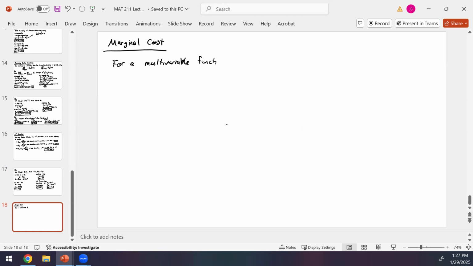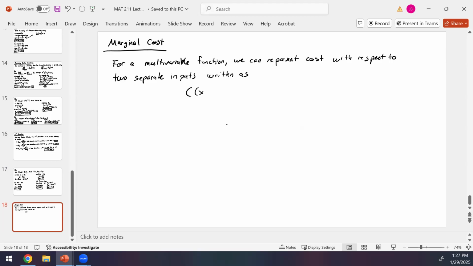So for a multivariable function, we can represent cost with respect to two separate inputs, written as something like C of x comma y for cost equal to ax plus by plus, and I can use a different letter here, d x times y, plus maybe some initial cost.